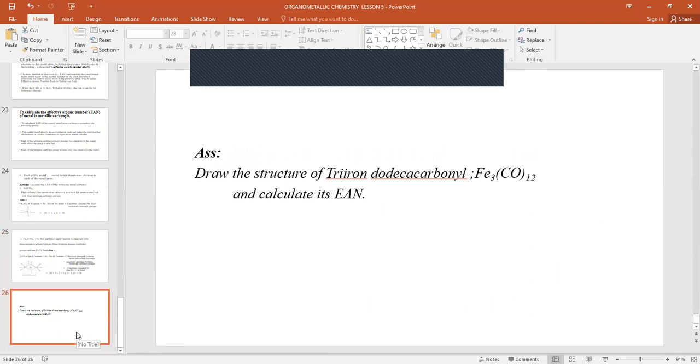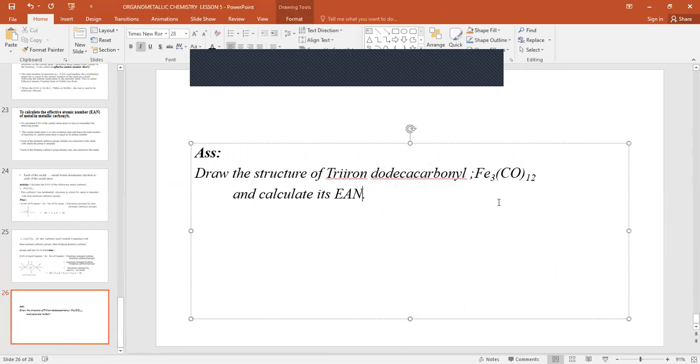As an assignment, I leave you with this: draw the structure of triiron dodecacarbonyl and calculate its EAN. Confirm whether it obeys the rule or not.